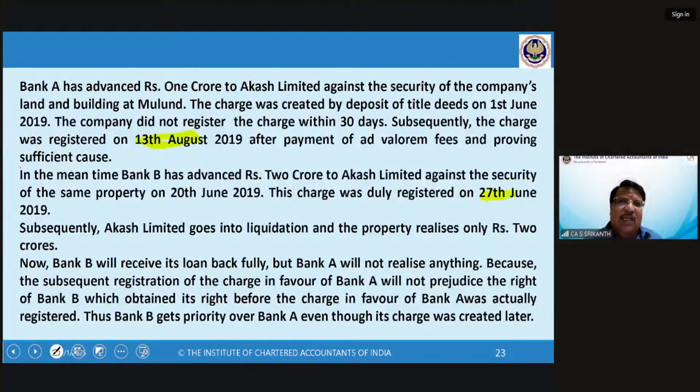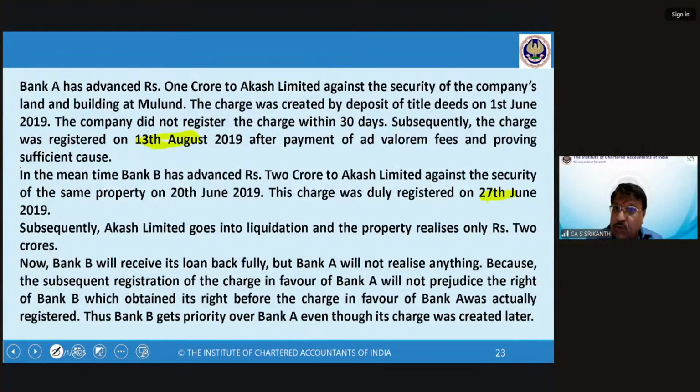Having said that, Bank A has advanced rupees 1 crore to Akash Limited against the security of the company's land and building at Mulund. The charge was created by deposit of title deeds. I've already told you, the title deeds will be given, then the memorandum of deposit of deed, MODD, will be registered with the sub-registrar. Then you have to register with the Ministry of Corporate Affairs. The company did not register the charge within 30 days. Subsequently, the charge was registered on 13th August. Created on 1st June, okay?